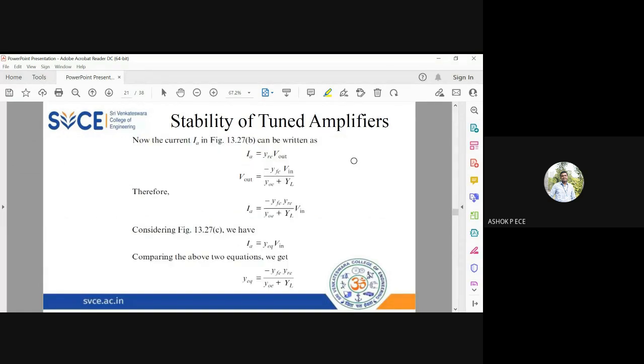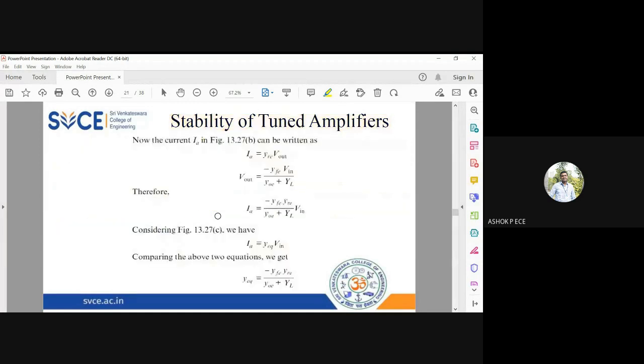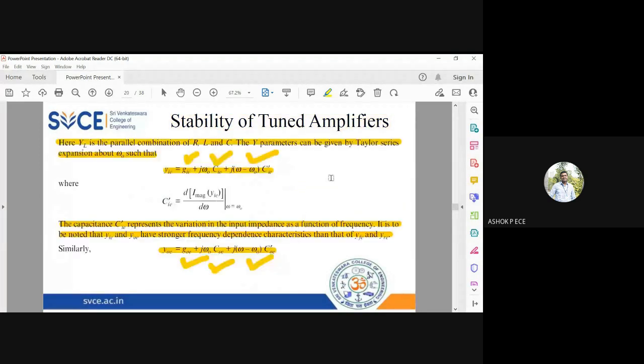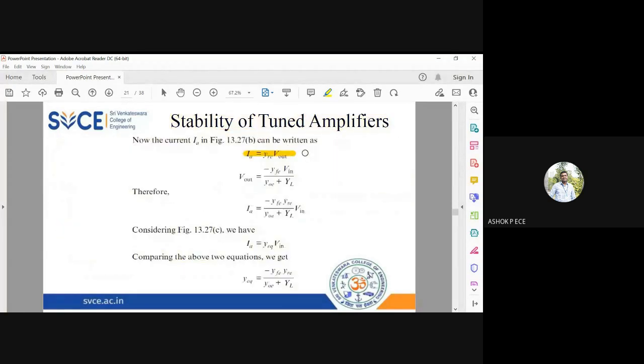So now, from the simplified figure, I am going to write what is I_A. So I_A is equal to Y_RE into V_out. See here, I_A is equal to Y_RE into V_out. This current I_A is going to flow through here, so this current and this source value are the same. So I_A is equal to Y_RE into V_out. That is our first equation.